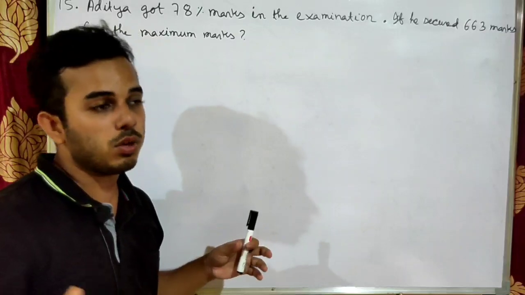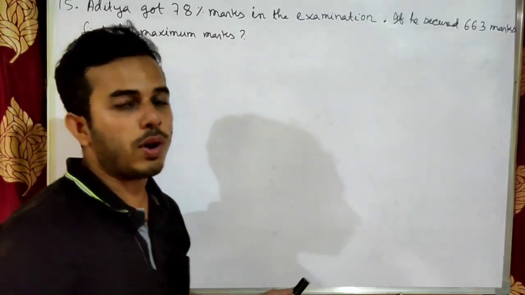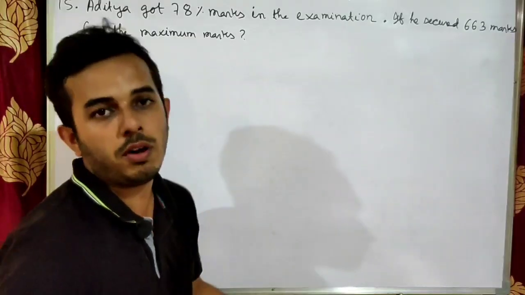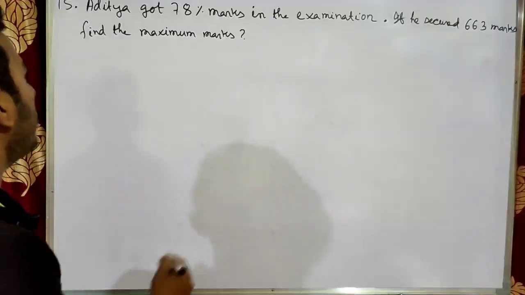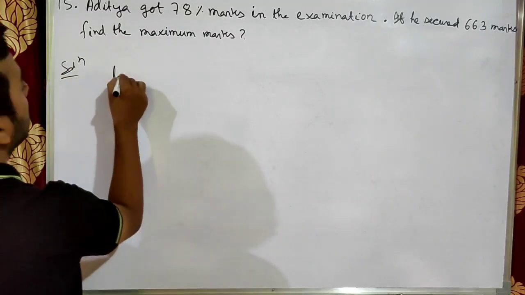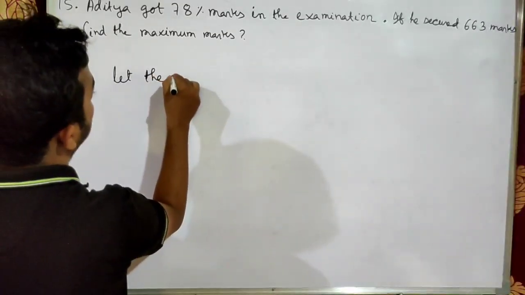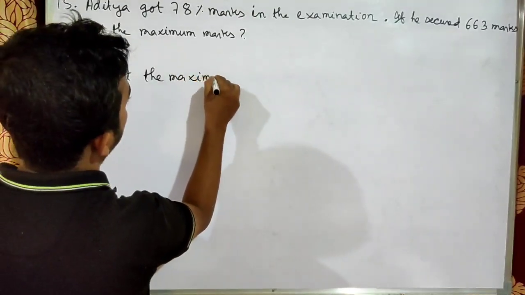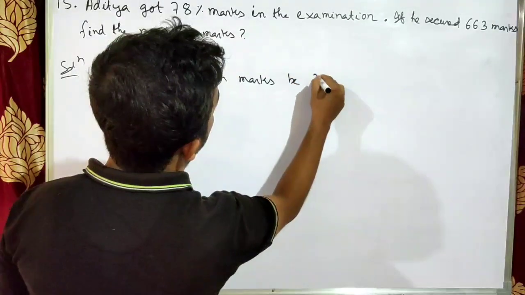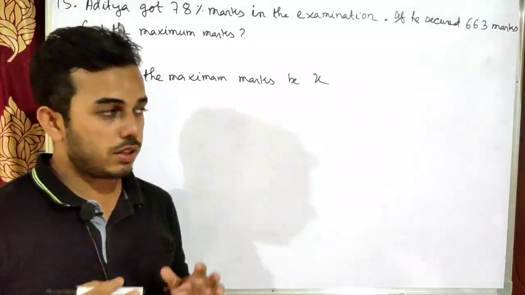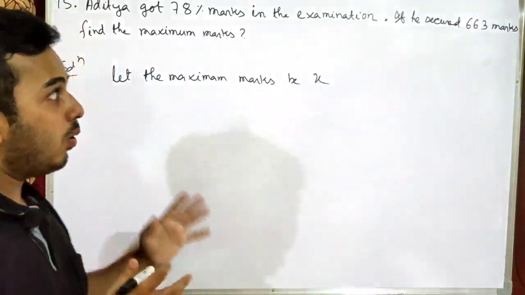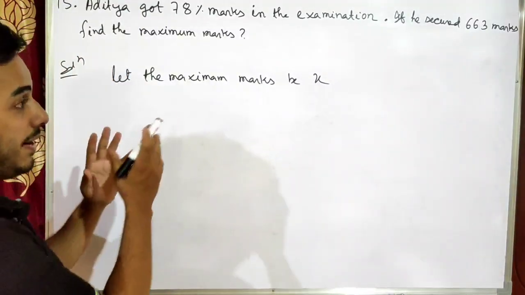Now what do we have to find? We have to find the maximum marks. Do we know the maximum marks? No. So as usual, we will write our x. Let the maximum marks be x. The maximum marks we have considered is x, and now we have to find out the value of x.